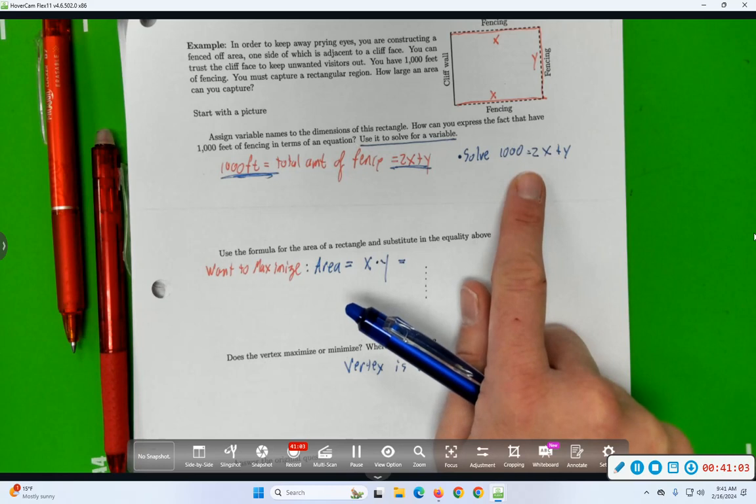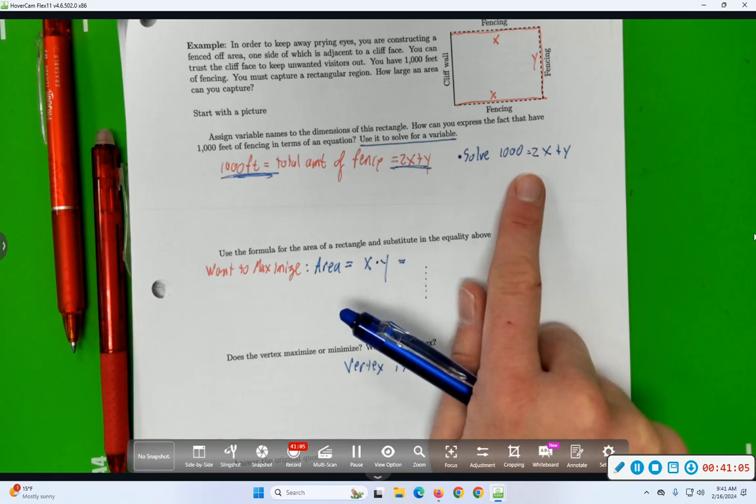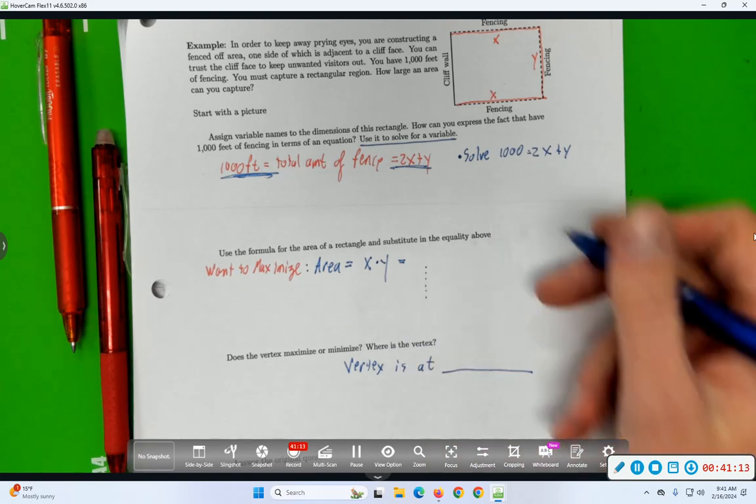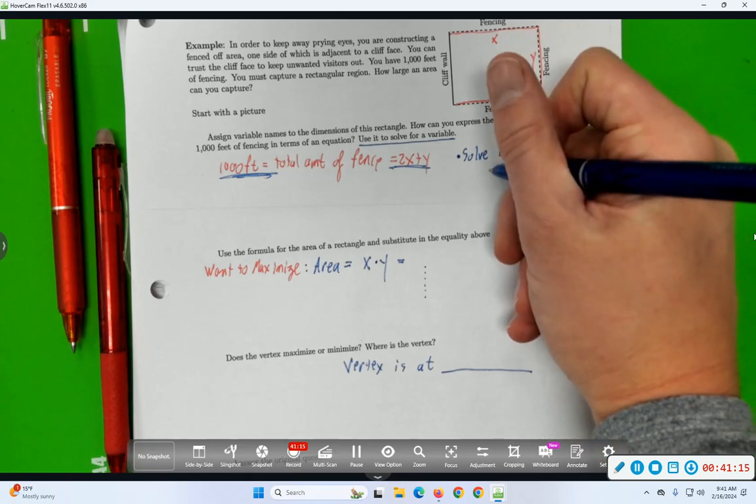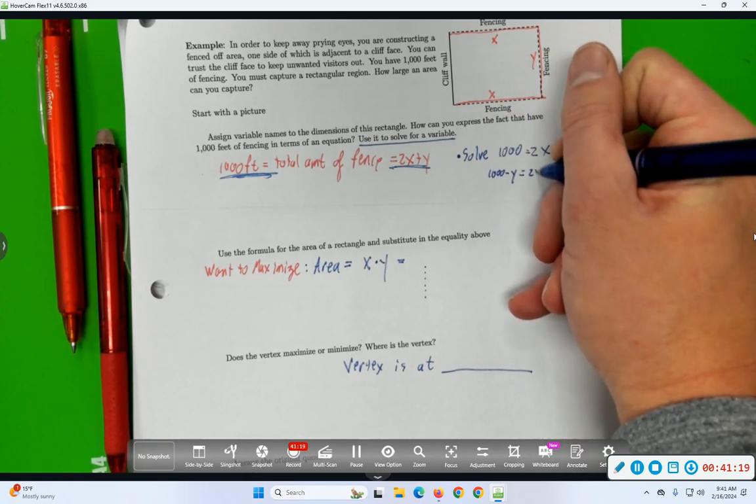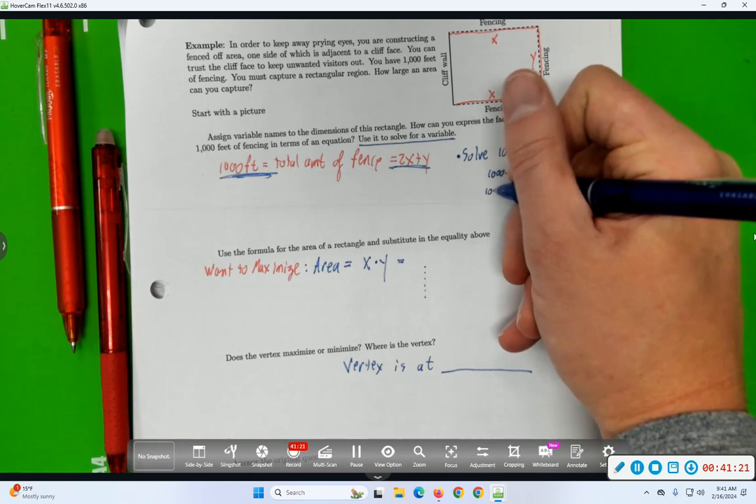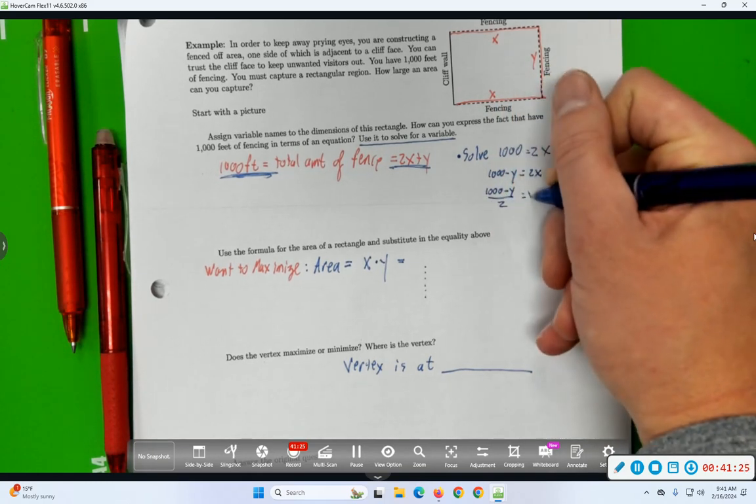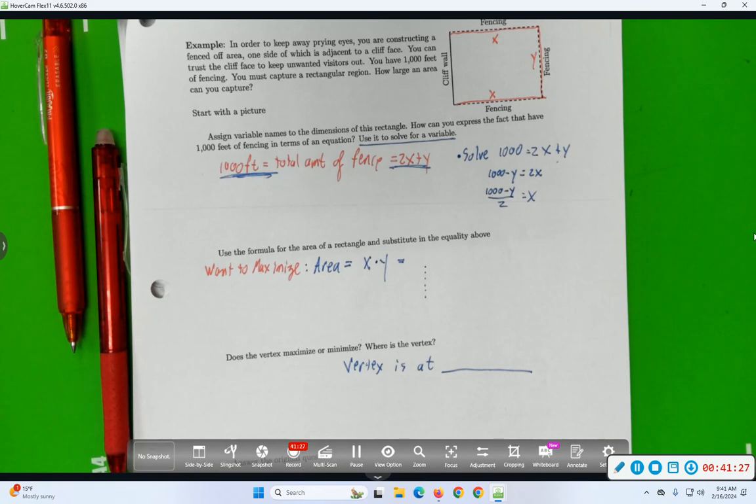What do you think? Should we solve for x or solve for y? Which seems easier? Sure, we can solve for x. So solving for x, I guess we'll need to subtract y to the other side. 1,000 minus y equals 2x. So 1,000 minus y, then divide by 2 is x. That's what you get if you solve for x, and we can use that.